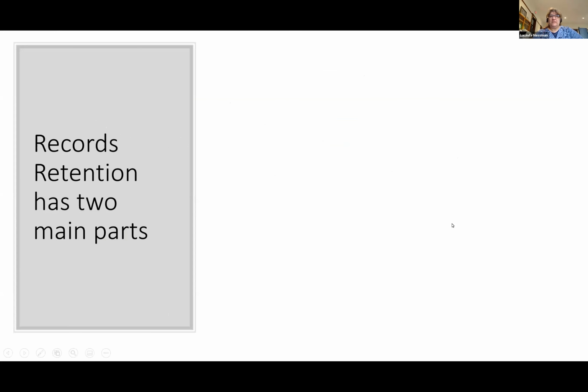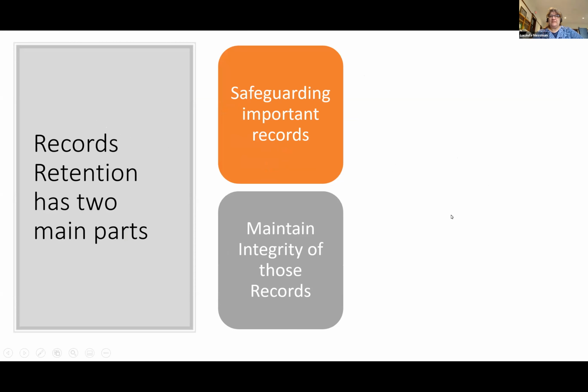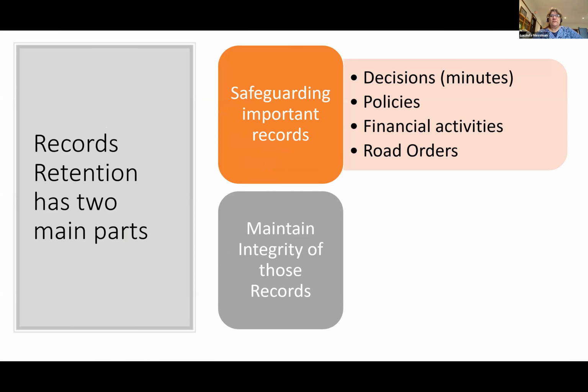So records retention has got two main parts. The first part is safeguarding important records. The second piece is maintaining the integrity of those records. So those are the two key points I want you to remember for all of your records. When you're safeguarding records, you've got to keep in mind that those records could be decisions, policies, financial activities, road orders. I mean, you can see that. We're going to talk about more today as well.